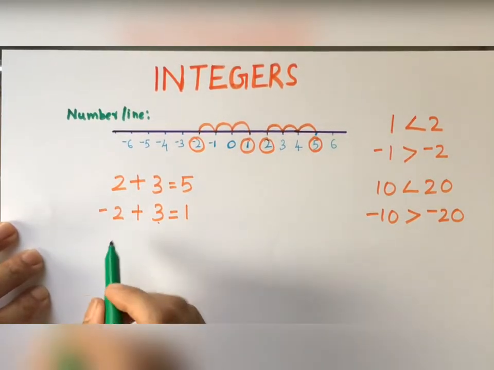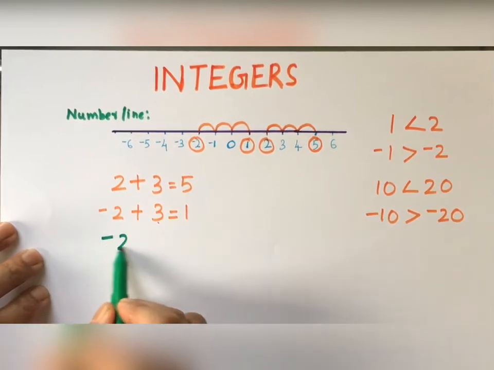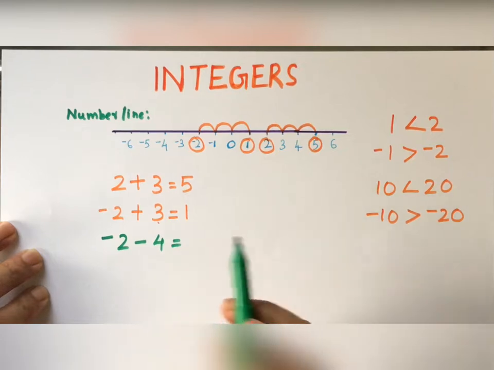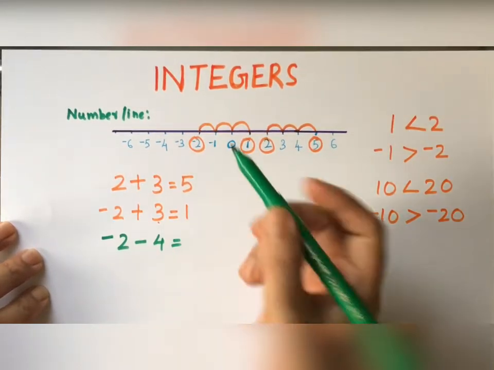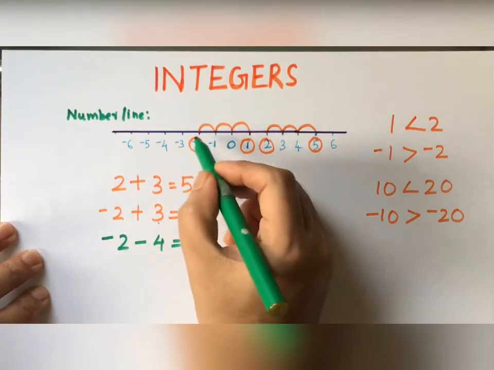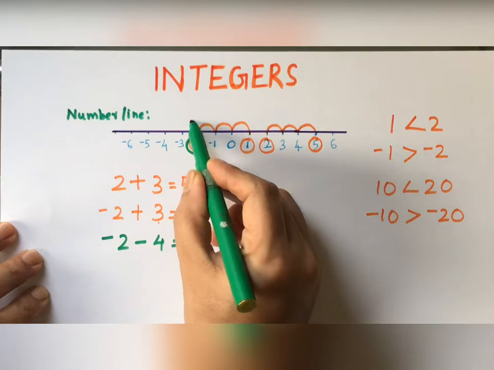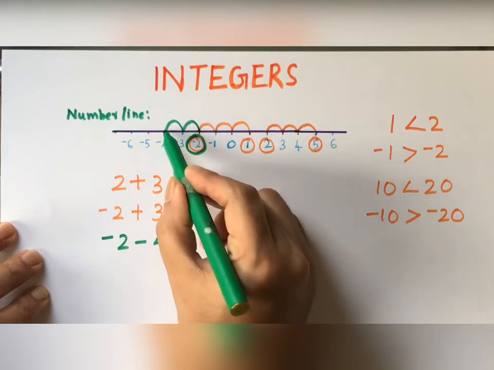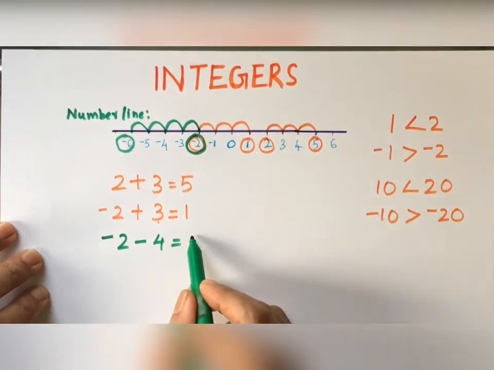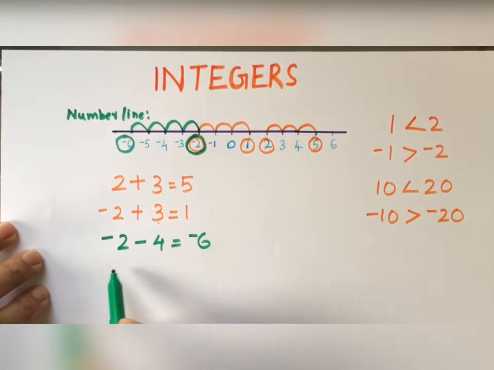Now you see how to subtract two negative numbers. Here it is subtraction. When subtraction comes, we need to move to the left. Here minus 2, we need to move 4 places to the left. 1, 2, 3 and 4. We got minus 6. That is minus 2 minus 4 is minus 6.